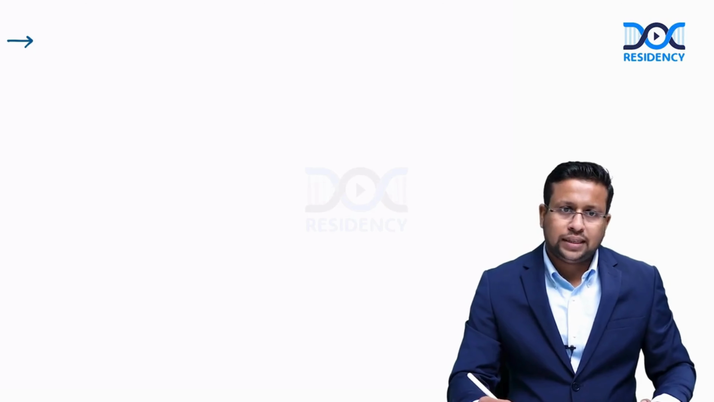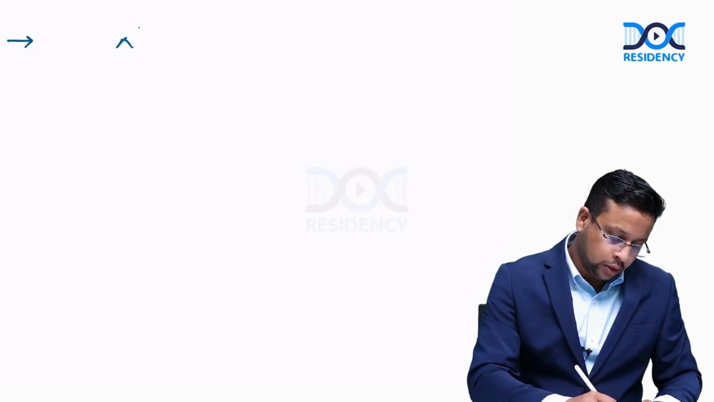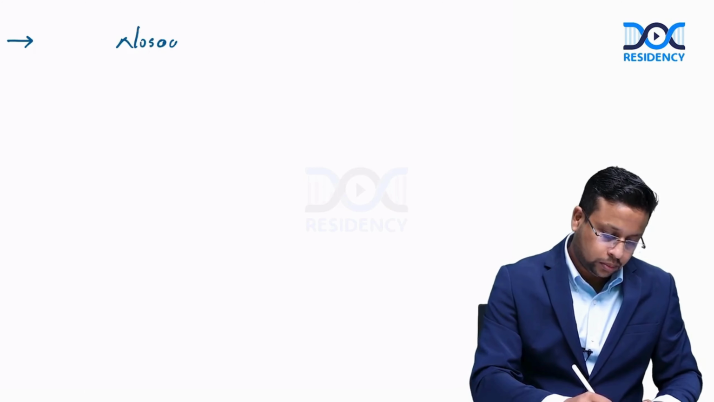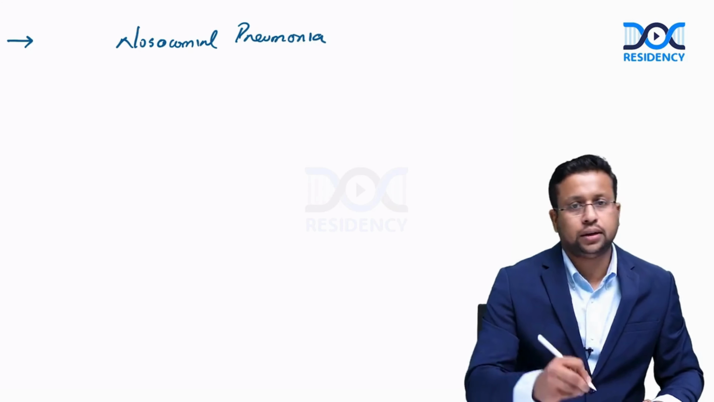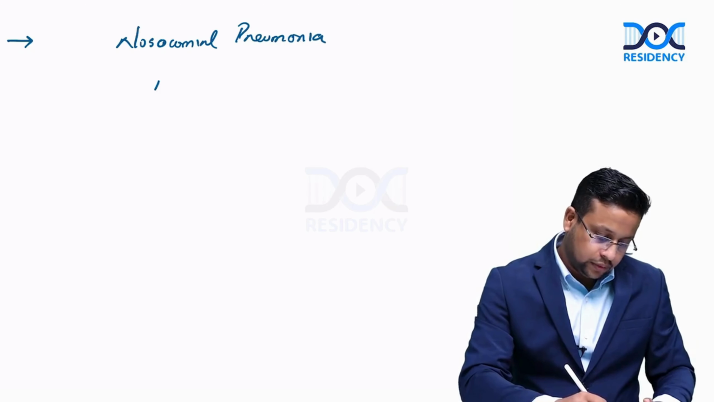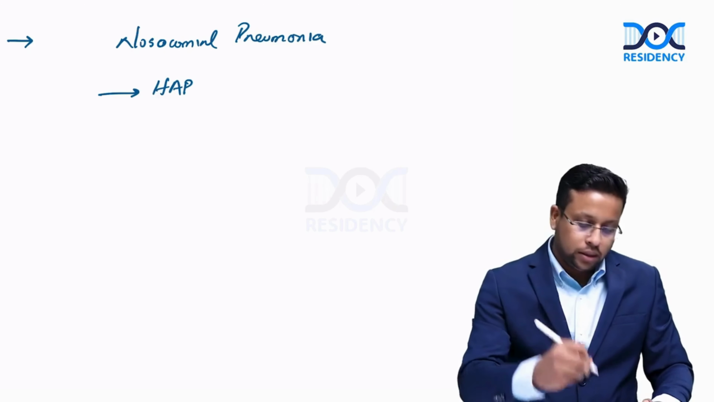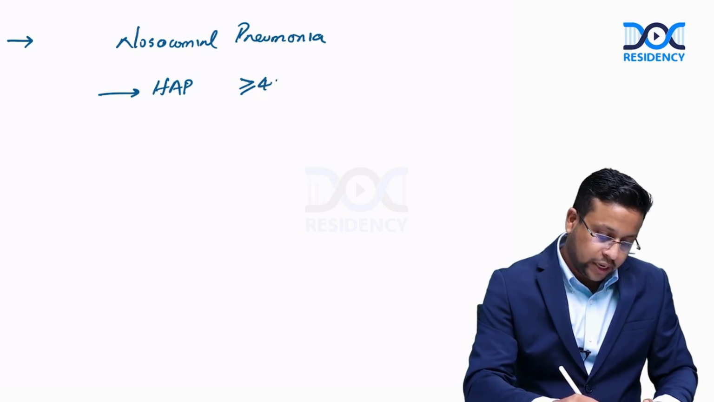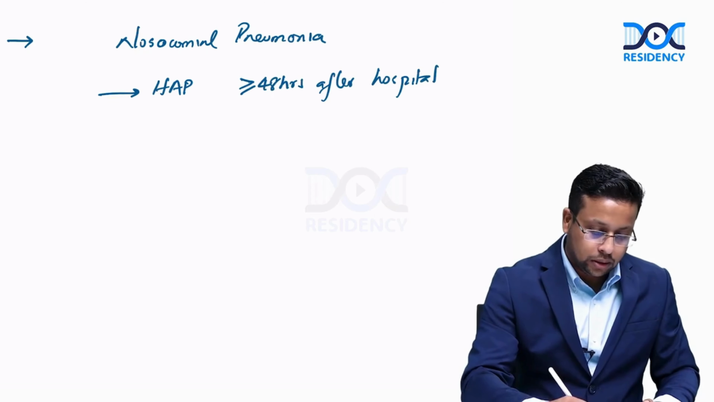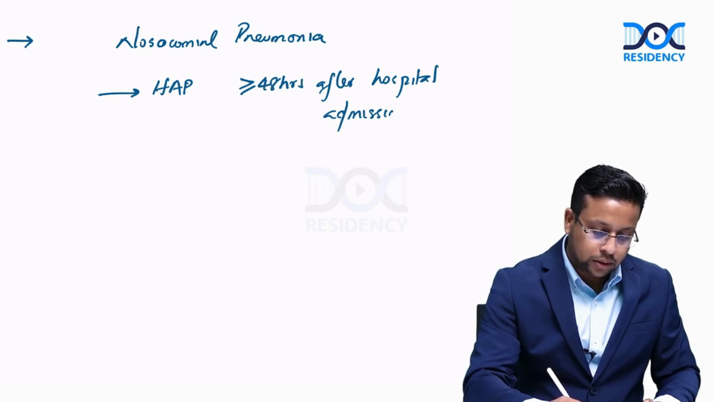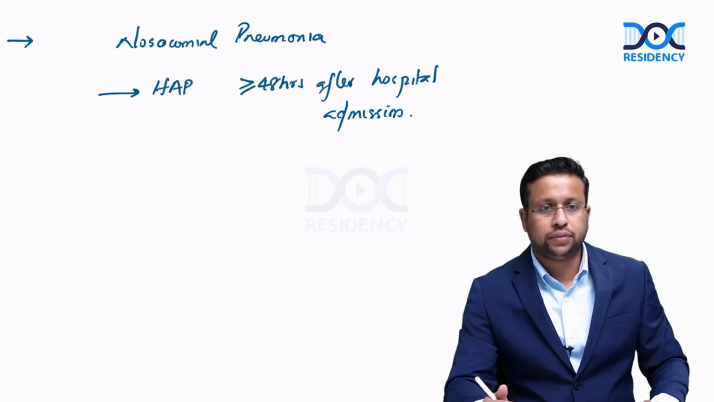Today we will be discussing ventilator-associated pneumonia. Now, nosocomial pneumonia, that is a pneumonia that is acquired in hospital, can be divided into two. The first is hospital-acquired pneumonia, a pneumonia that is acquired more than or equal to 48 hours after hospital admission. So, you develop a pneumonia 2 days or more after hospital admission.